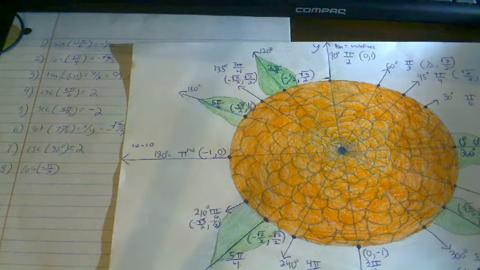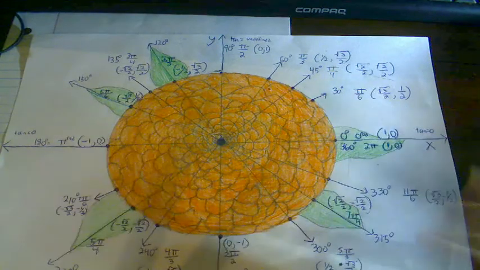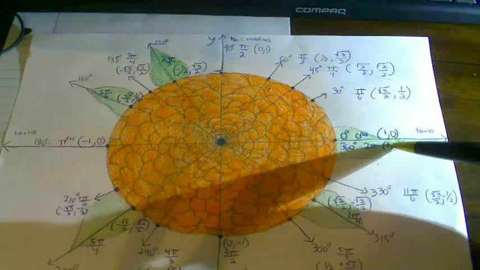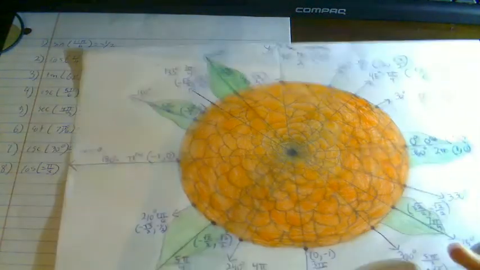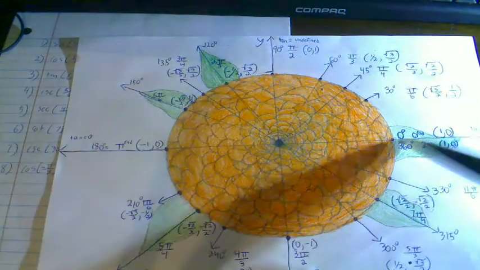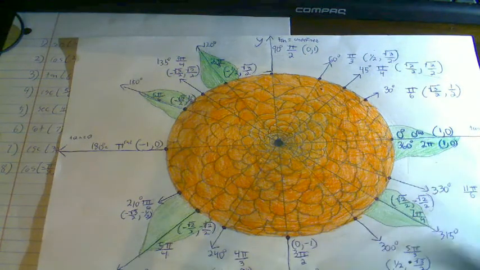Cosine of negative pi thirds. This one is a little bit different because we have to take this circle and we have to go down. We have to go clockwise instead of counterclockwise because it's negative. So we start here, like we always do, and we go down. We are going down pi thirds. If we look up here, 1 pi third is 2 ticks away from 0. So we're going to start at 0, and we're going to go 2 ticks down.